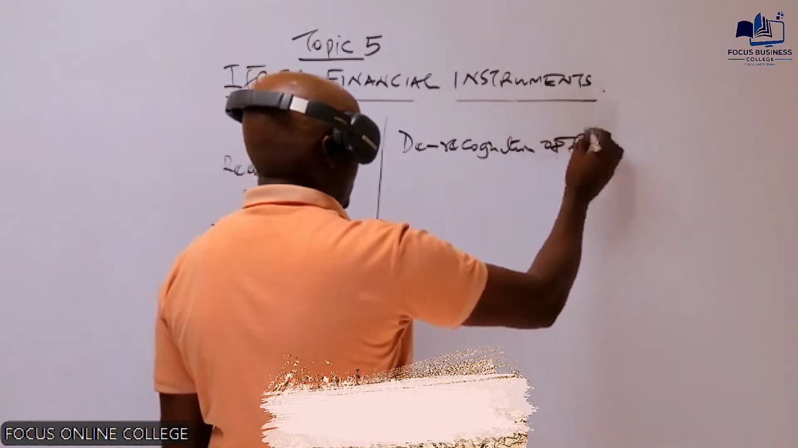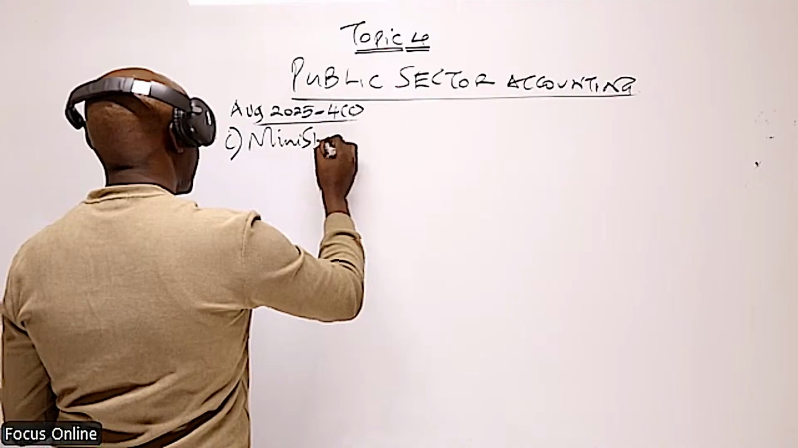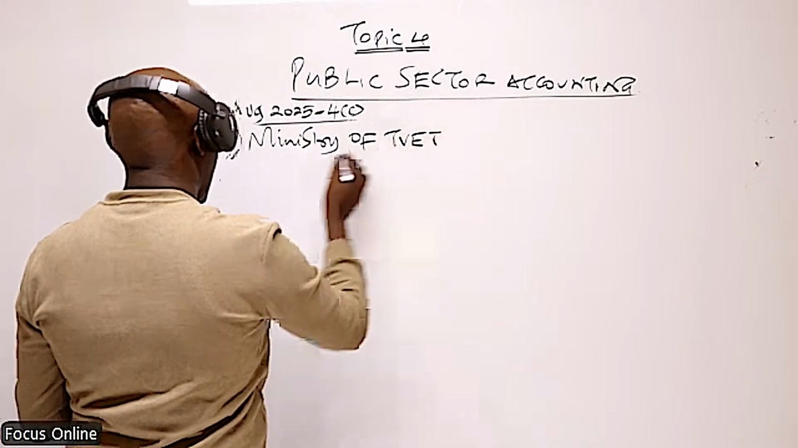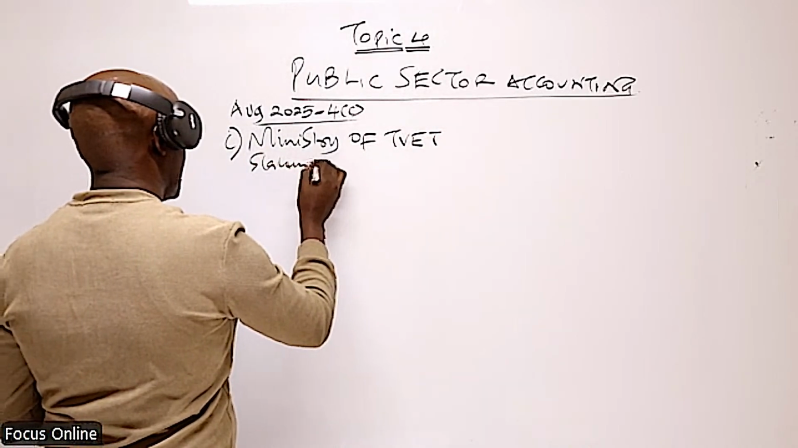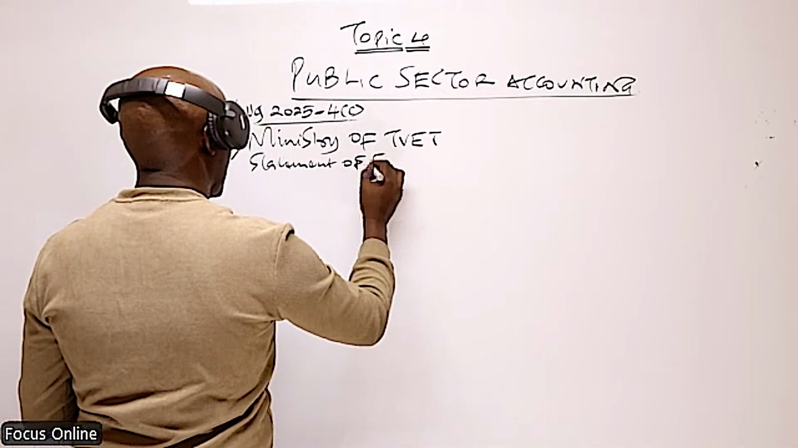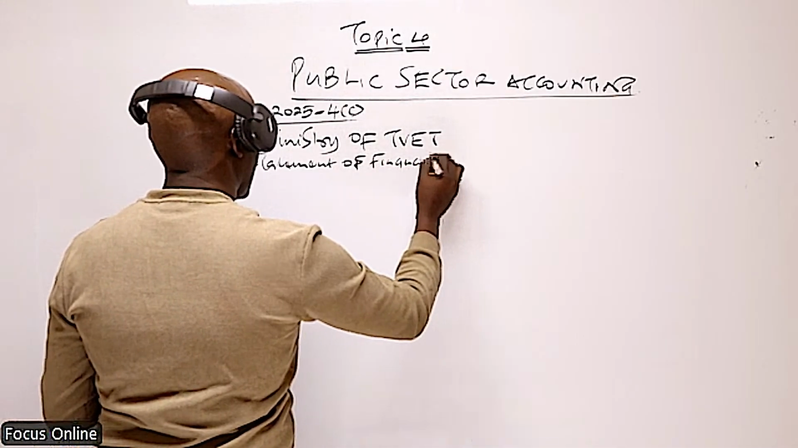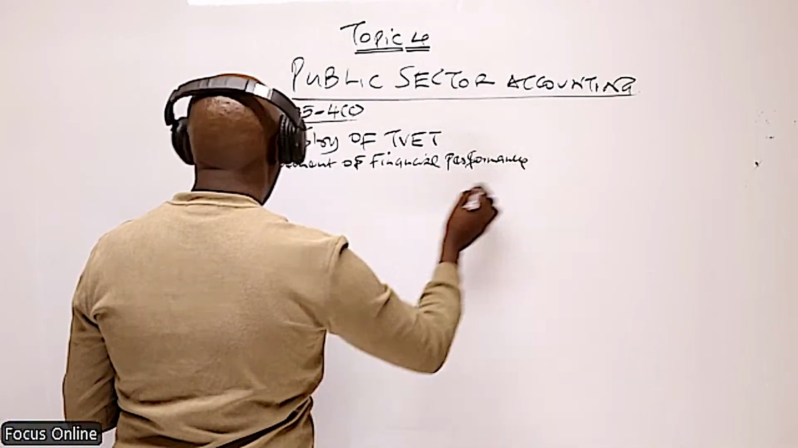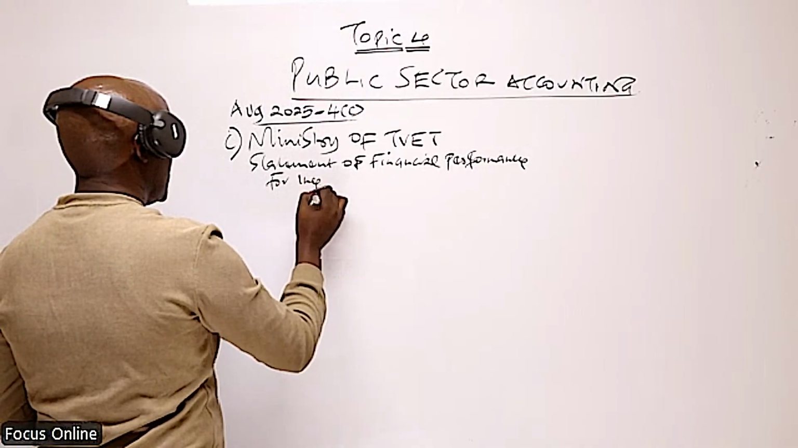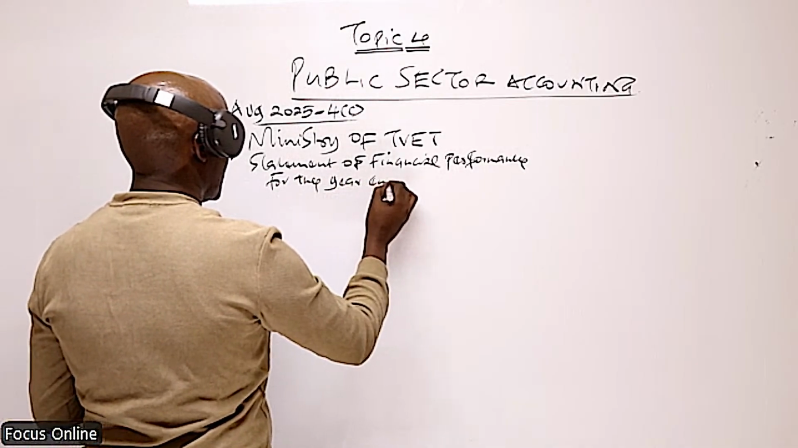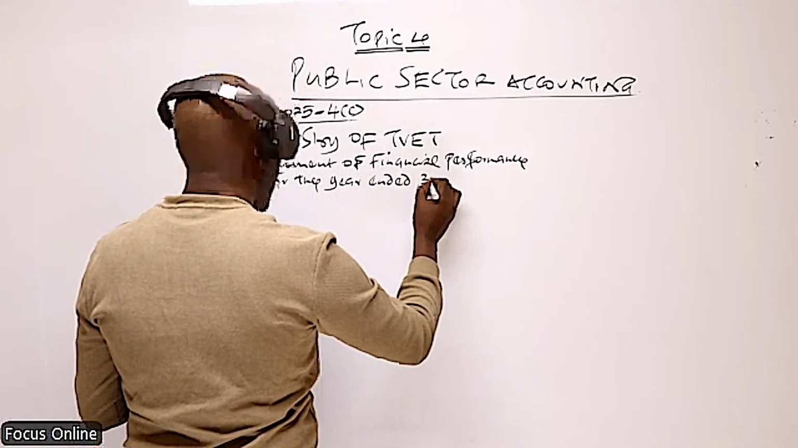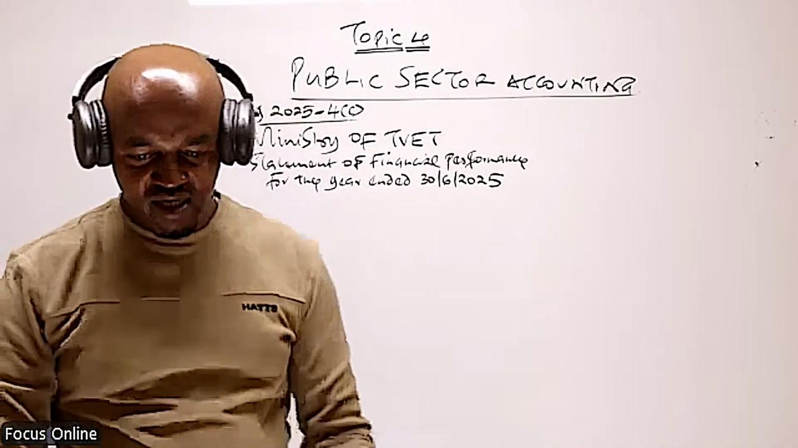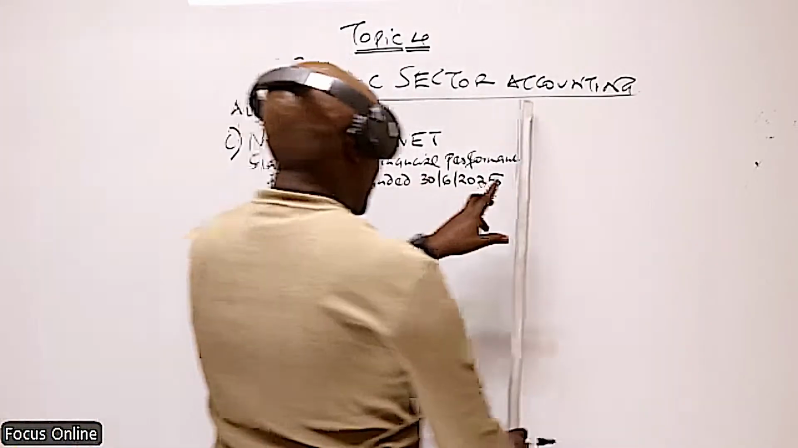Now the name of the ministry. This is the Ministry of HC. And this is a statement of financial performance. A statement of financial performance, which is basically for the year which ended 30th of June 2025. So that will be our title here.